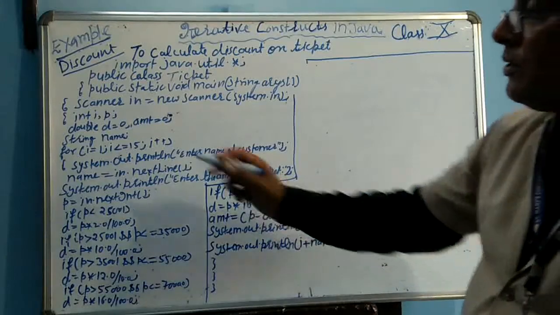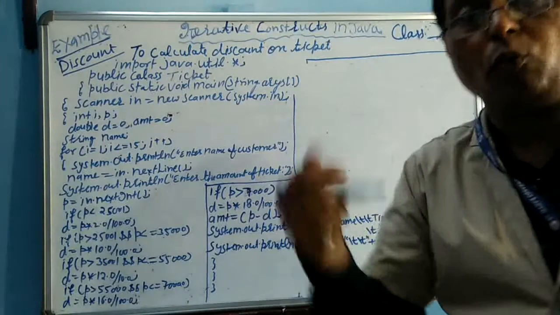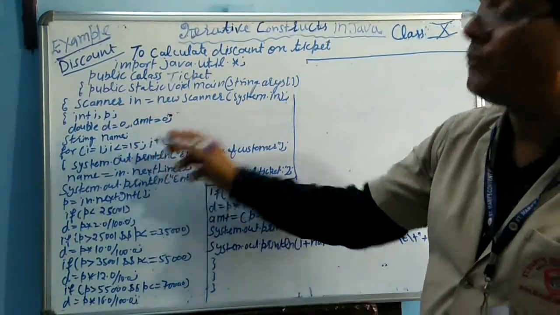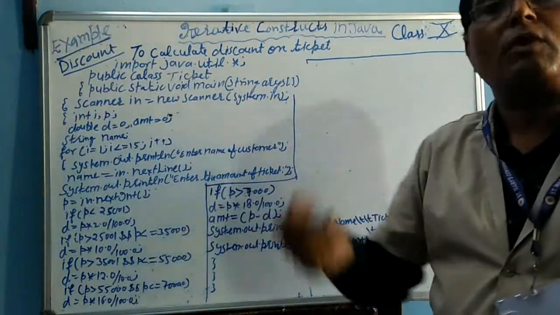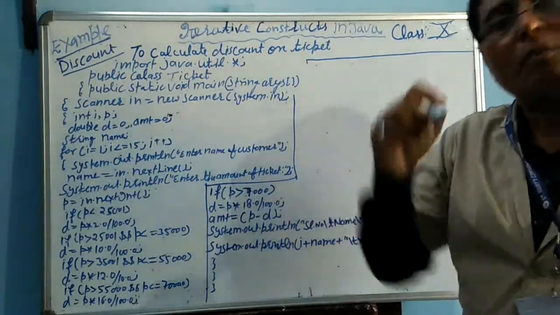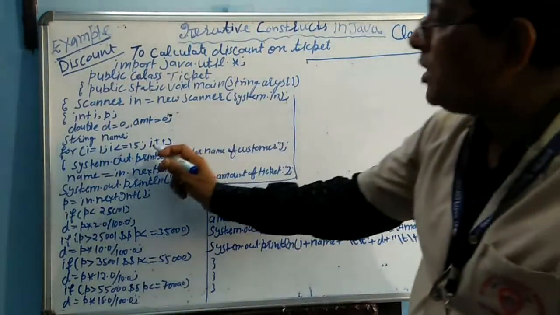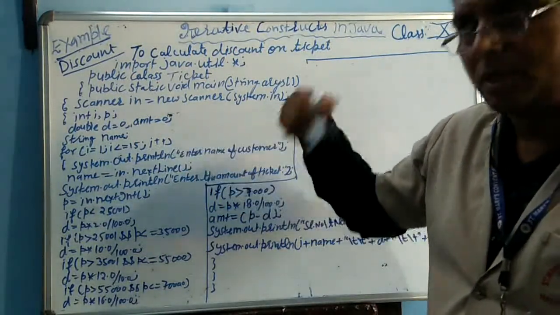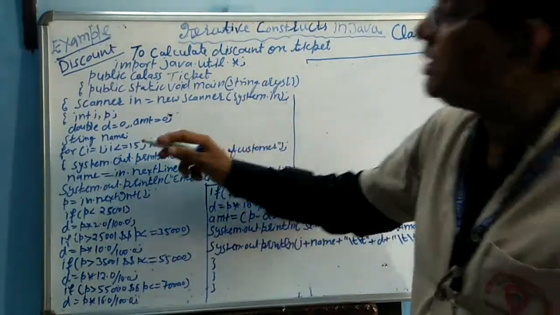Then we have to start our loop with i equal to 1, which means the loop will start from 1. And i is less than or equal to 15, because the question says you have to make a chart of 15 customers. We have to give the discount to 15 customers. Now i increases by 1, which means it will calculate the first customer's discount, then second, third, fourth, fifth, like this till the 15th.